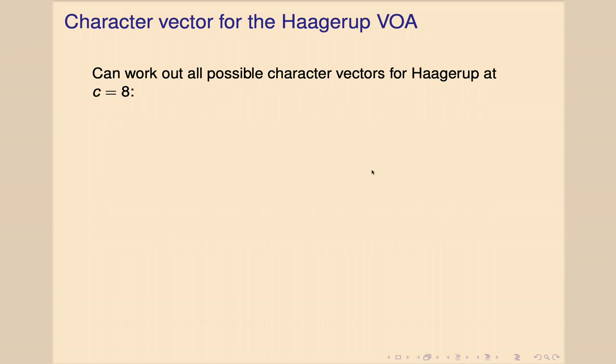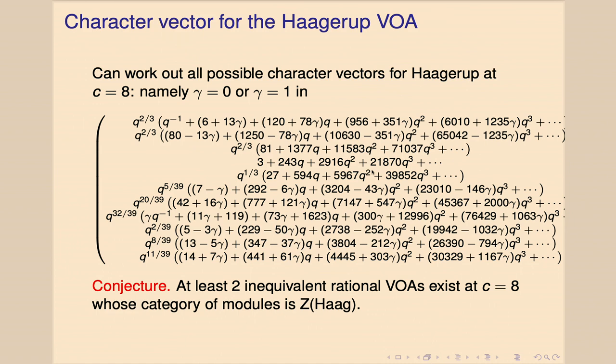These are all of the possible character vectors for the Haagerup group at c equals 8. So the Haagerup group is going to be contained, with finite index, inside a holomorphic VOA. So its central charge, if you know what that means, has to be a multiple of 8. And we're in the unitary setting here, and so c equals 8 is the first place to look. What you get looks pretty complicated, and you can see some minus signs in there, but those are imaginary minus signs. So there's exactly two answers, two character vectors that could possibly happen. One of them is gamma equals 0, one of them is gamma equals 1. And then you get positive integer coefficients everywhere, and that's that.